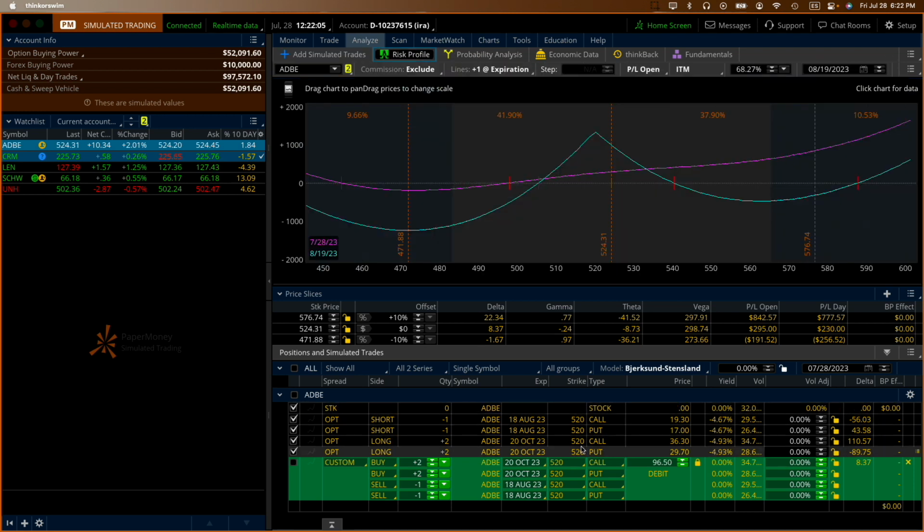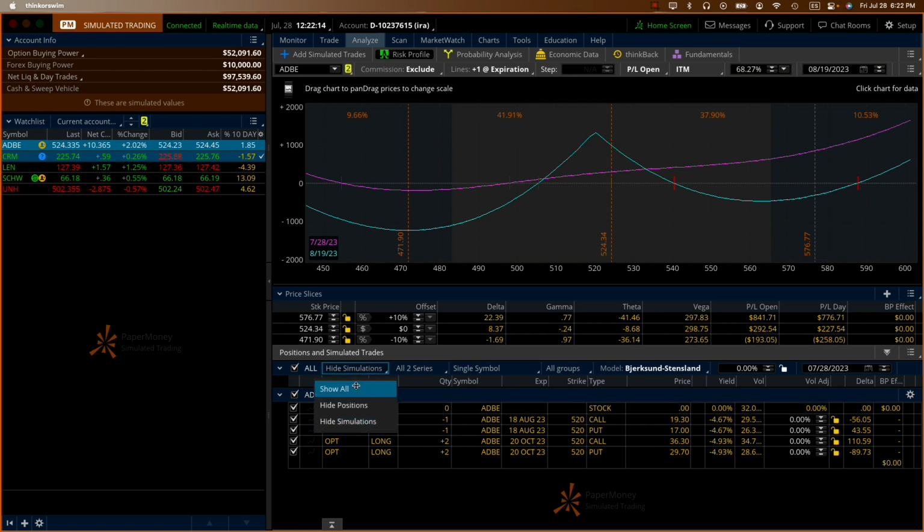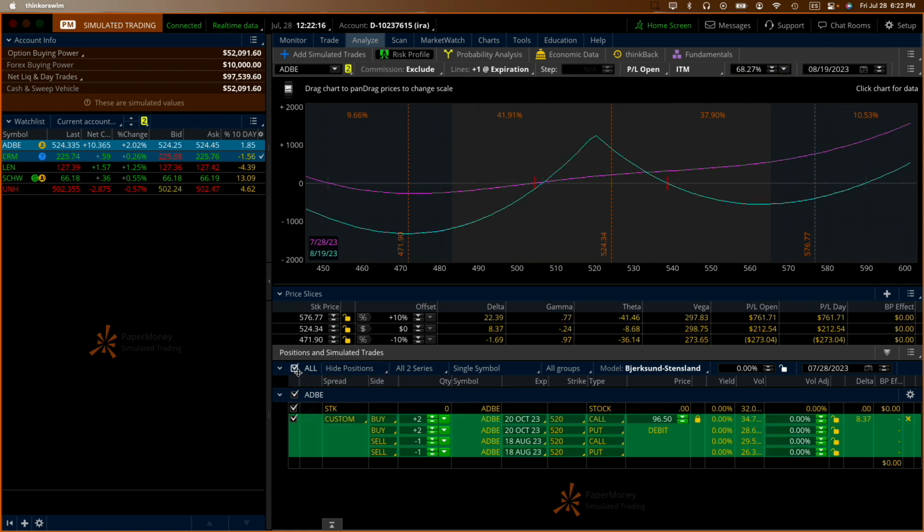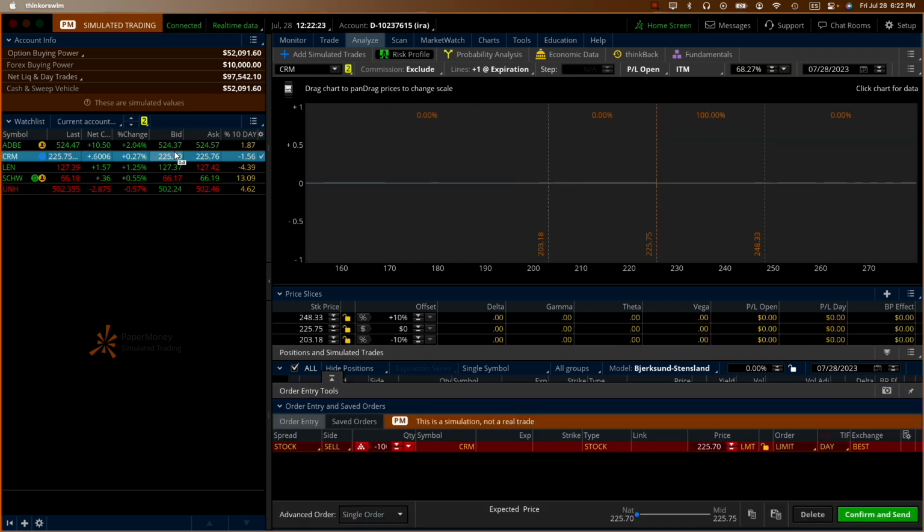You can also see the strike price is 520, which is where we are right now, so no need to roll it up or down. And let's take a look at our position here. Okay, so we can see we have a little bit of a profit. Okay, let's move on to CRM.